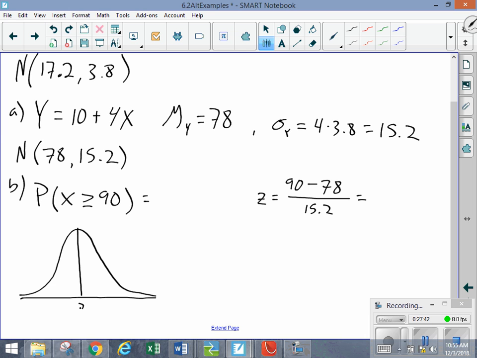So our mean is at 78. We're at 90, somewhere around there. So what we're looking at is finding the area of this shaded region. Okay, let's do a few calculations.